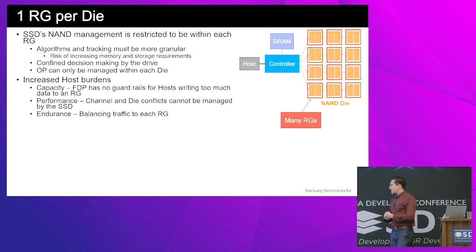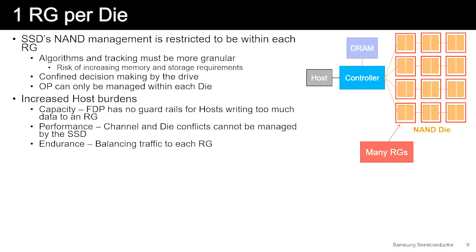From a host perspective, there's increased host burdens, right? Because we don't have that ability to manage as many decisions. There's a capacity question, right? FDP as a standard doesn't currently have any guardrails for the host. A host could hypothetically have all of the data that they want to write and route it into one RG.